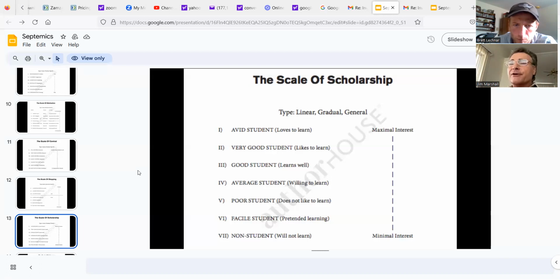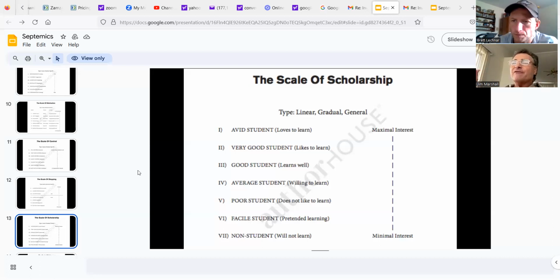Now, this is a linear scale, meaning there's no apparent overlap between 1 and 7, which is good. It's gradual, meaning there are intervening stages. You work little by little up. And it's general, meaning this does not apply to different contexts. It's like either you're a good student or you're not a good student. It's a general scale. So this is about interest. The thing we're measuring here is interest.